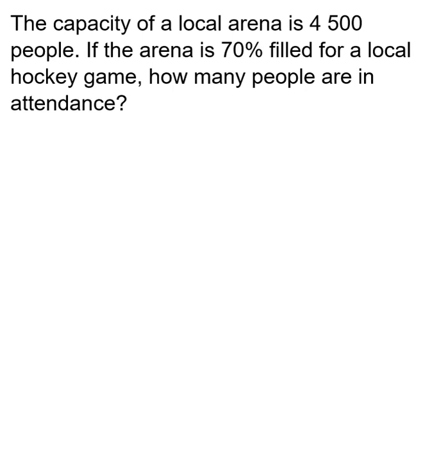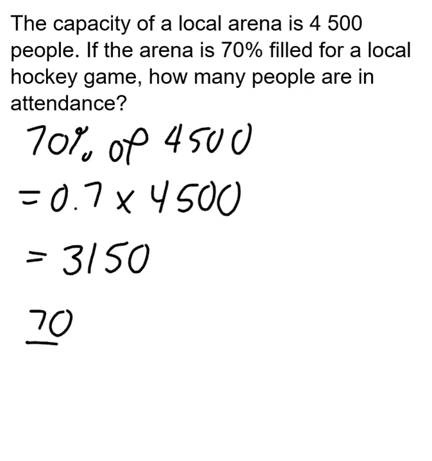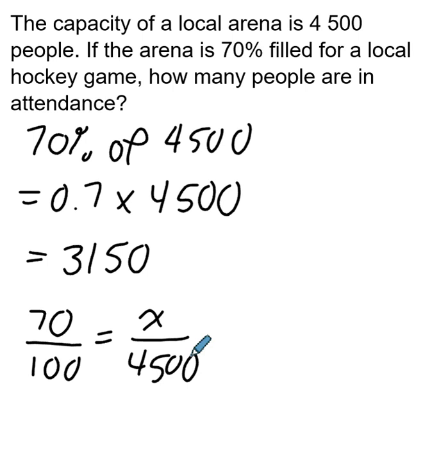What about this one? The capacity of a local arena is 4,500 people. The arena is 70% filled for a local hockey game. How many people are there? Same thing, right? 70% of 4,500. So we turn that into a decimal, multiply, and we'll get 3,150. If we want to, we could use a proportion instead. And then cross multiply and divide, or in this case, the numbers are relatively friendly.